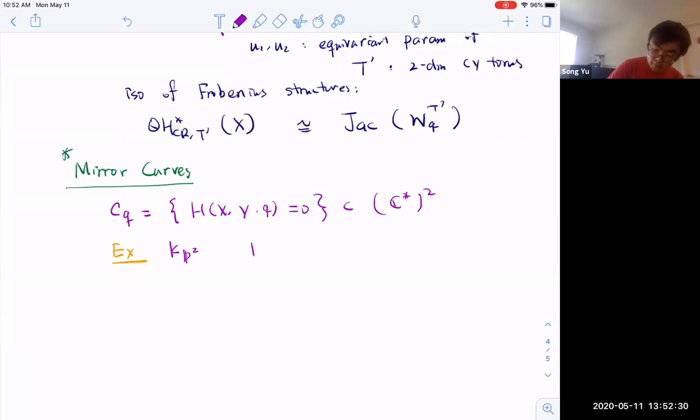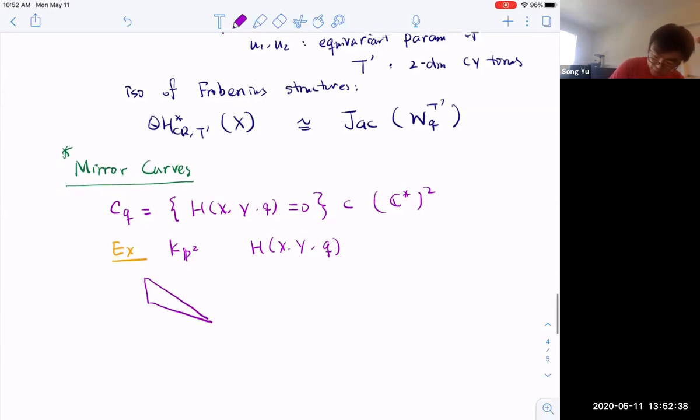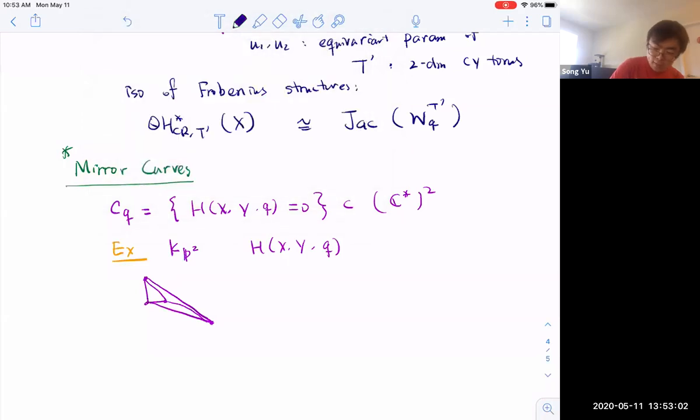Recall that the fan of K P^2 is given by the cone over this triangulated triangle. We have four lattice points in this triangulated polygon, and each lattice point corresponds to a monomial in H. In this case, H is given by the formula x plus y plus 1 plus q x^3 y^-1.